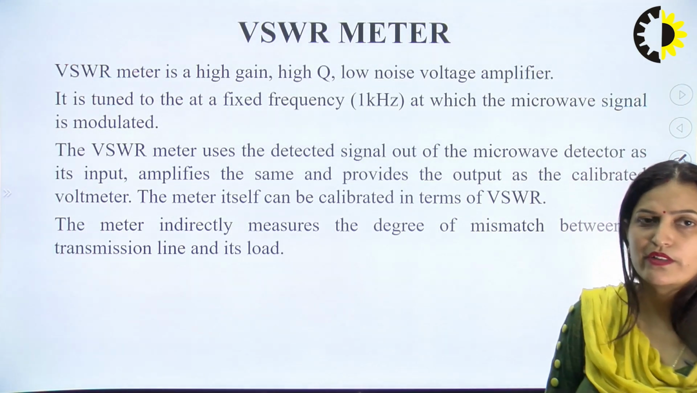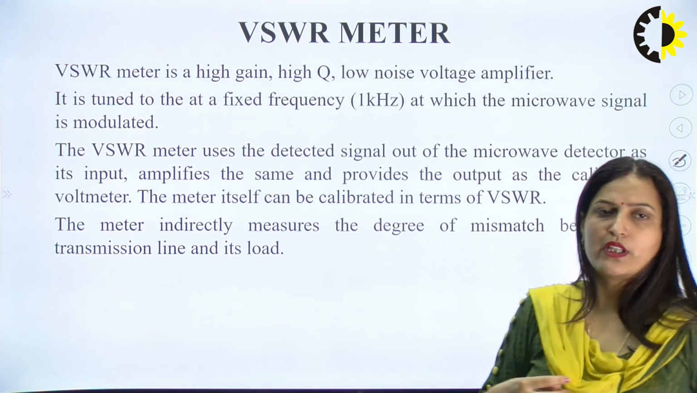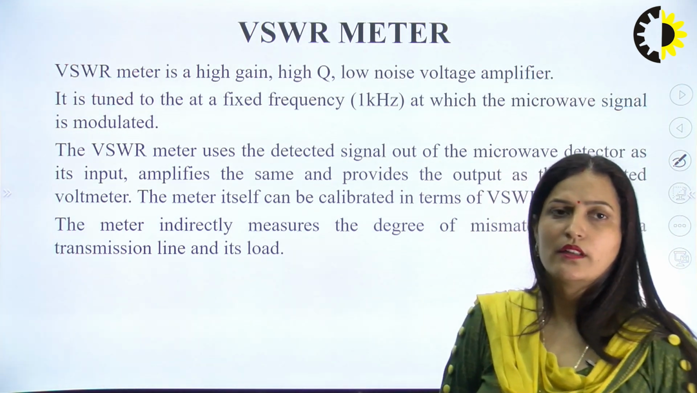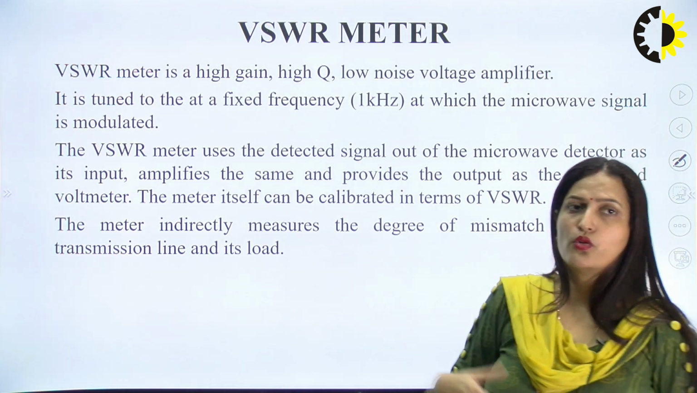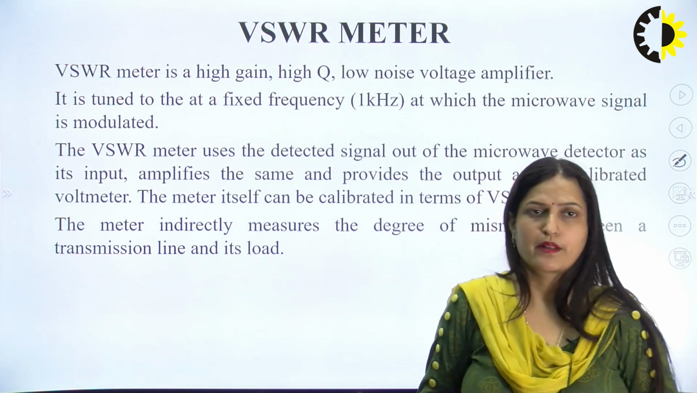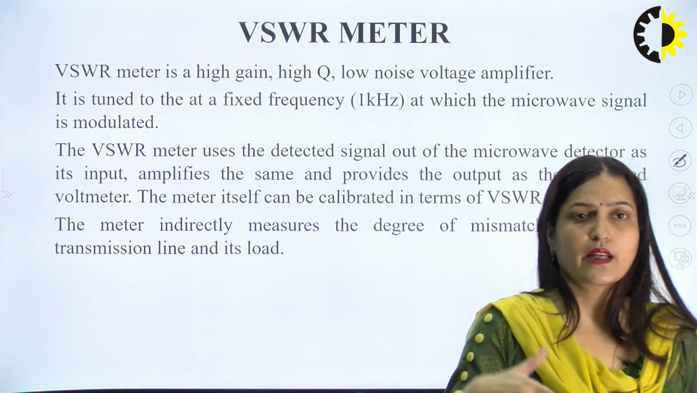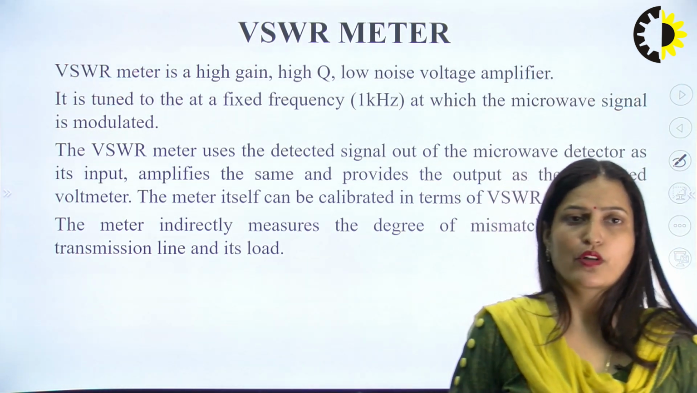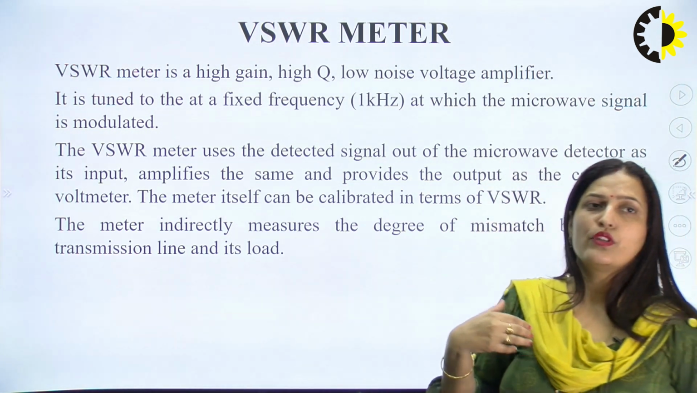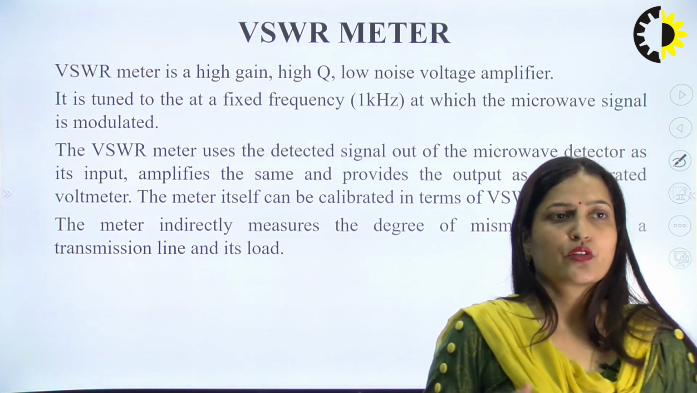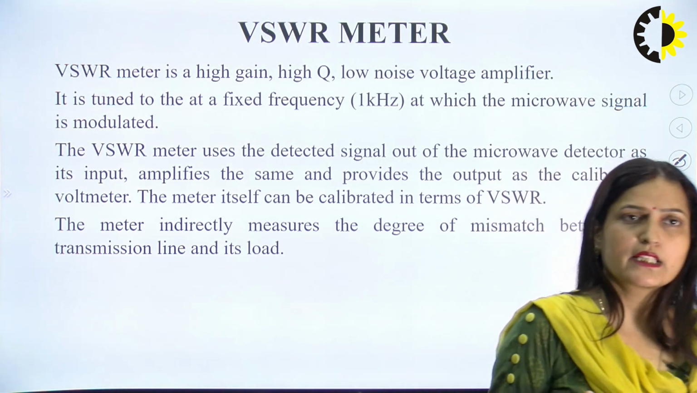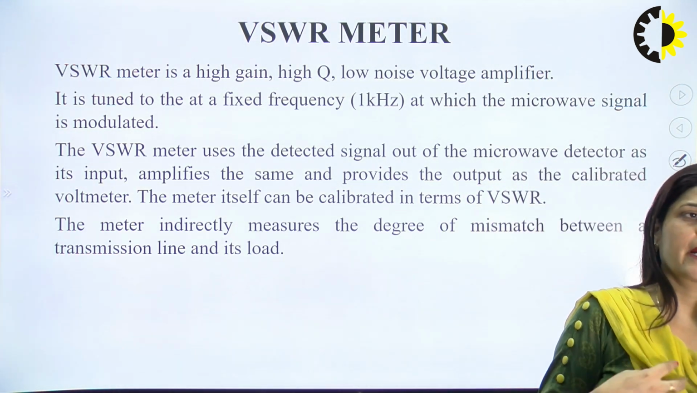So in the last we will discuss two meters. First is your VSWR meter, second one is the power meter. The VSWR meter is a high gain, high Q, low noise voltage amplifier. Basically in this the input is given, and this amplified input we are getting at a VSWR scaled meter. It is tuned to a particular frequency at which the microwave signal is modulated. So the VSWR meter uses the detected signal output of a microwave detector as its input.